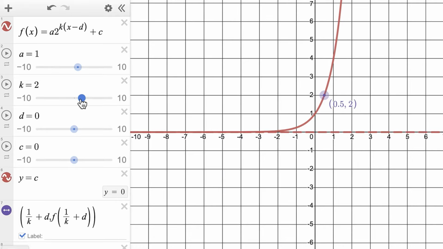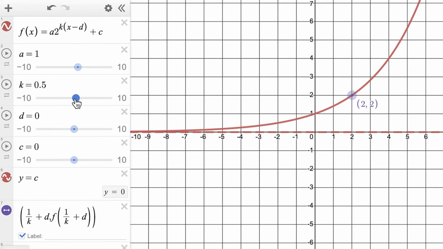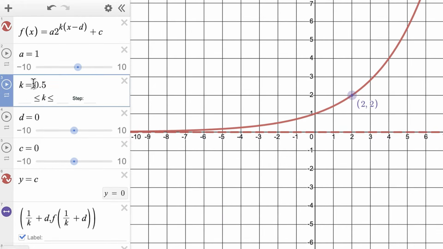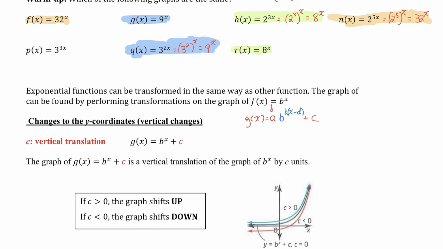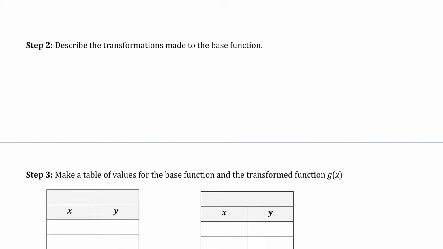If I make k a half, it's actually a horizontal stretch by 2. The x value of any point is being doubled. And of course, if I make k negative, that does a horizontal reflection across the y-axis. Okay, now that you remember those properties, let's go ahead and try a question.